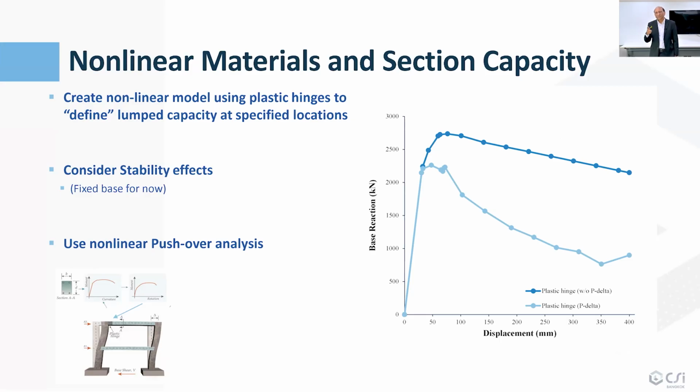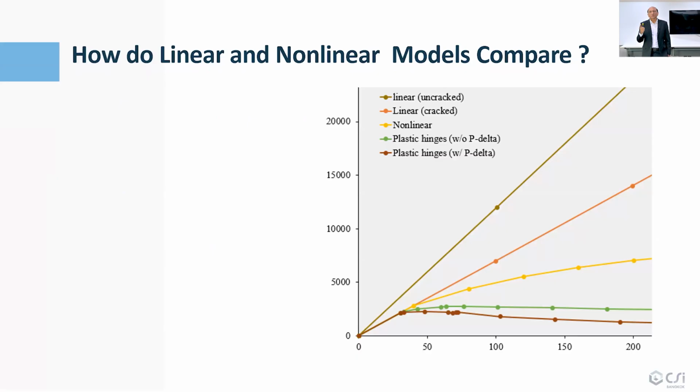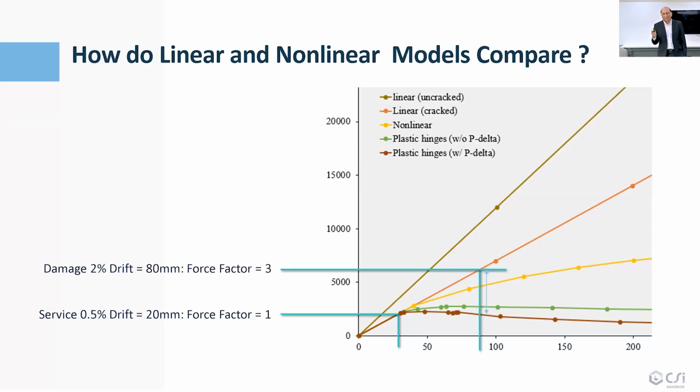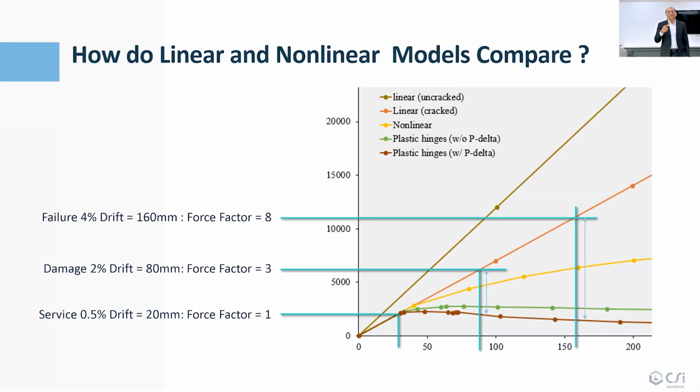And if you include the P-delta effect, it will be even less. So if you put them all together and just look at a small range of the frame, you can see from here that at a drift of 0.5%, you will get a force factor of 1. That means linear and nonlinear are the same. But as we go to higher deformation, then linear and nonlinear have a ratio, in this case, of 3. And if you go to even higher deformation, the linear and nonlinear have a ratio as large as 8. This is typically reflected in R factors and omega factors. So that's how the linear versus nonlinear capacity will vary.